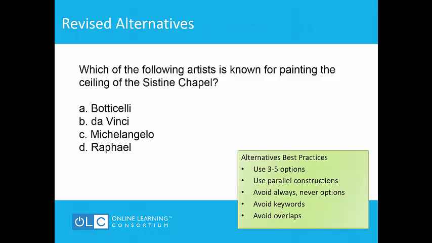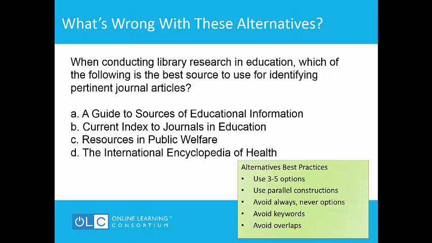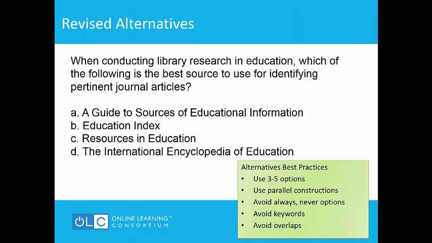We've now written the question so that there are plausible distractors. Now all of the alternatives are actual artists that could plausibly be the correct answer. Here is one more look at using best practices to develop alternatives. Looking at this question and the alternatives provided, you can see two of them are implausible. There are keywords within the alternatives which give away the answer. We're asking students about journal articles, and one of the answers has the keyword journals in it. Even if this was the wrong answer, students are going to be drawn to this response if they are at all unsure about the correct answer.